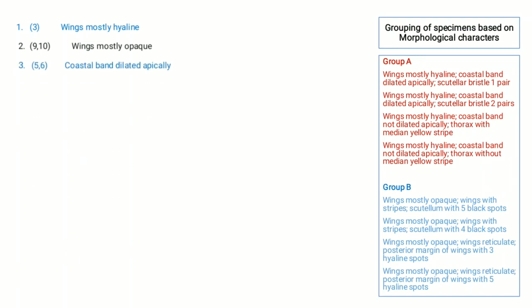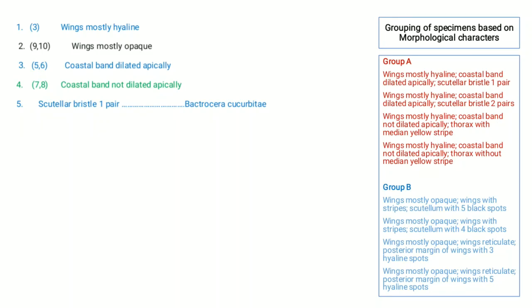Next, at number 3, you can see that the next character is costal band dilated apically, and the numbers written in parentheses 5 and 6 indicate that the next couplet that we are going to follow is written at number 5 and 6. Next, number 4, it indicates the character that is costal band not dilated apically, and the numbers 7 and 8 indicate that the next character that we are going to follow has been written at the positions 7 and 8. Next is number 5, scutellar bristle one pair.